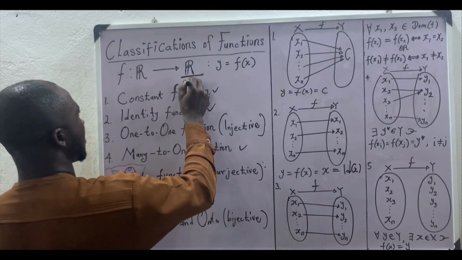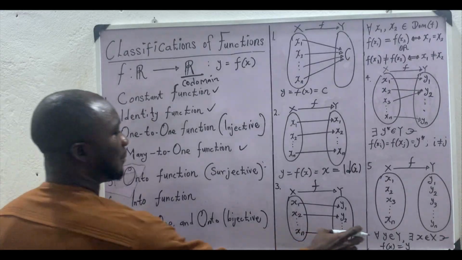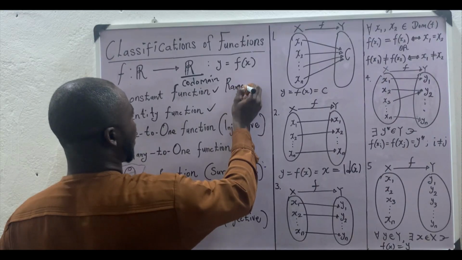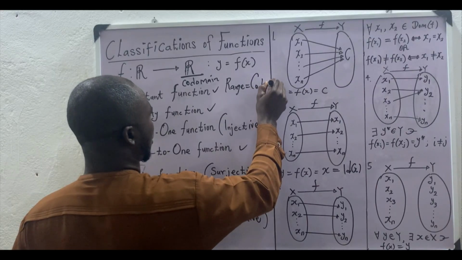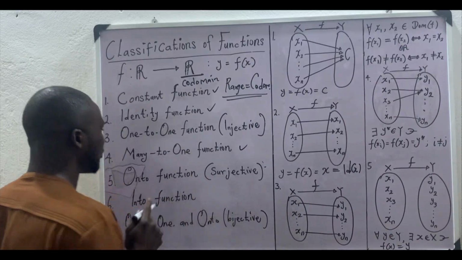Remember that we are dealing with real valued functions of real variables, and so this becomes the codomain of our function. If it happens that the range of the function is the same thing as the codomain of the function, then that kind of function is what we refer to as an onto function.